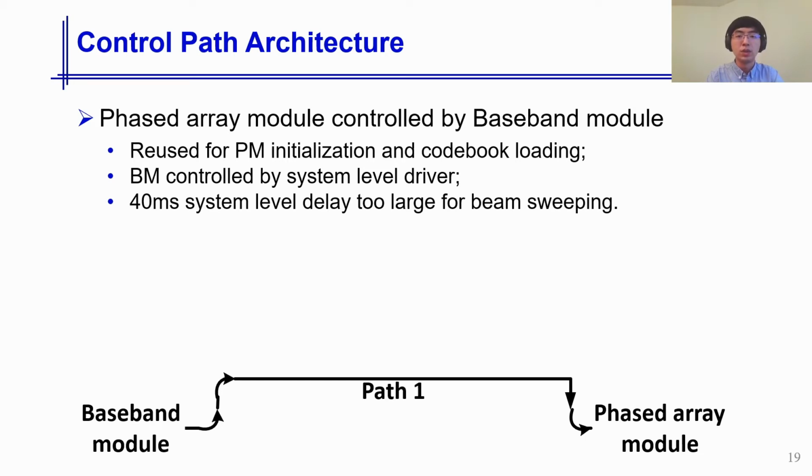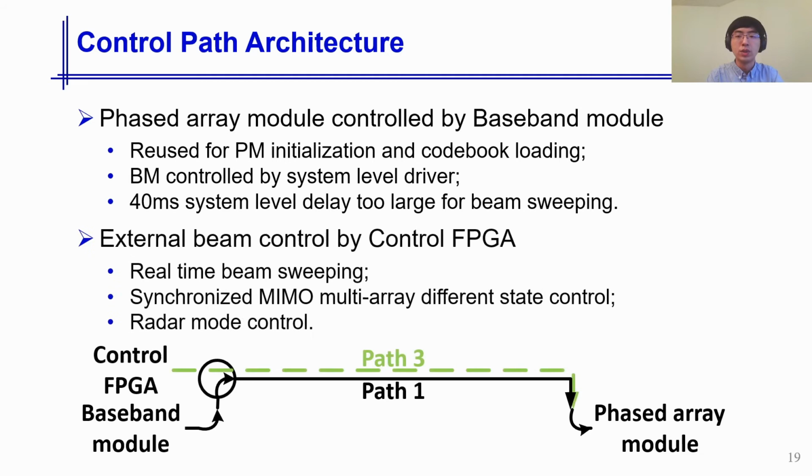Therefore, we choose to use an external control FPGA to send the real-time beam control commands, which passes through the path 3 on the bridgeboard. This design also enables 2 new capabilities. One is to configure the multiple phase arrays on the mmWave MIMO radio to different states, such as different beams or different RF gain at the same time. The other is to configure the phase arrays to the radar mode, which means one array is set to TX and the other as RX.